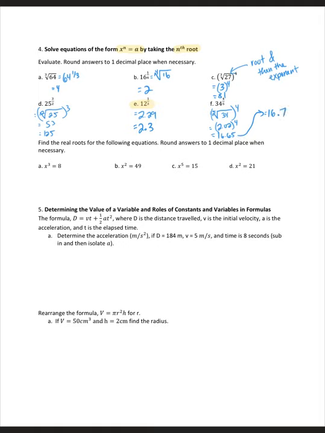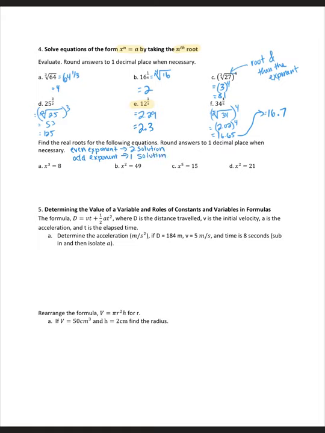All right, find the real roots for the following equations. Round your answers to 1 decimal place when necessary. Remember, if we have an even exponent, you're going to have 2 solutions. If we have an odd exponent, you're only going to have 1 solution. So keep that in mind when you're solving these.